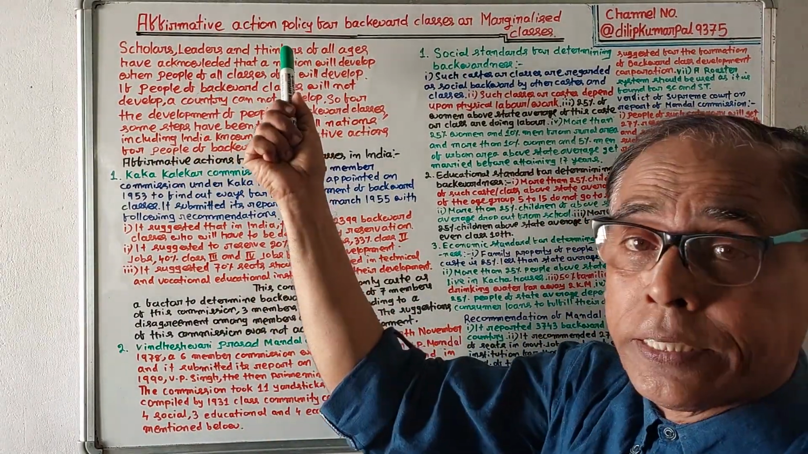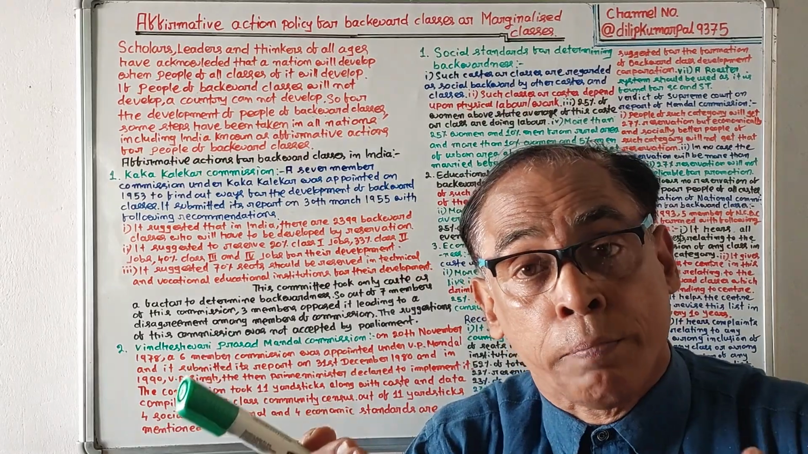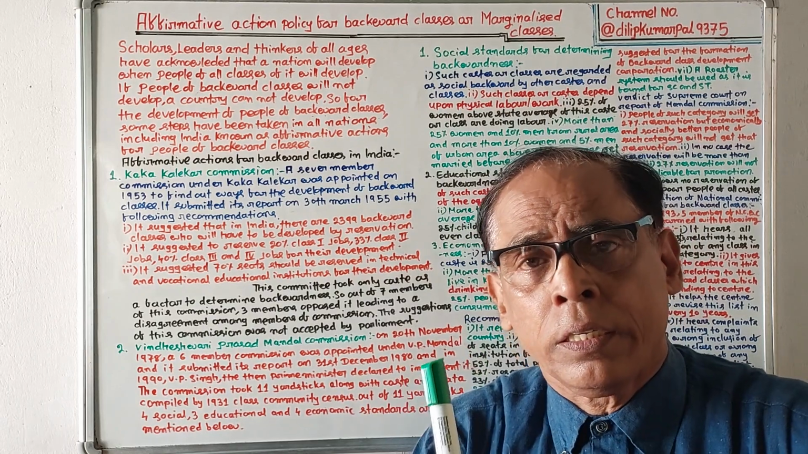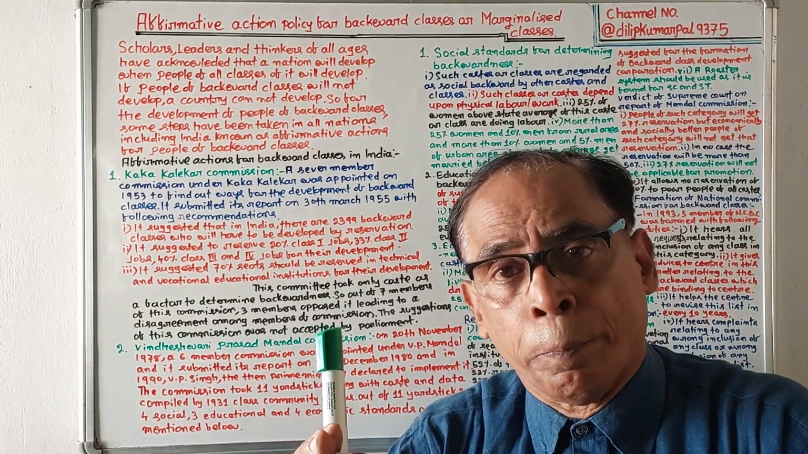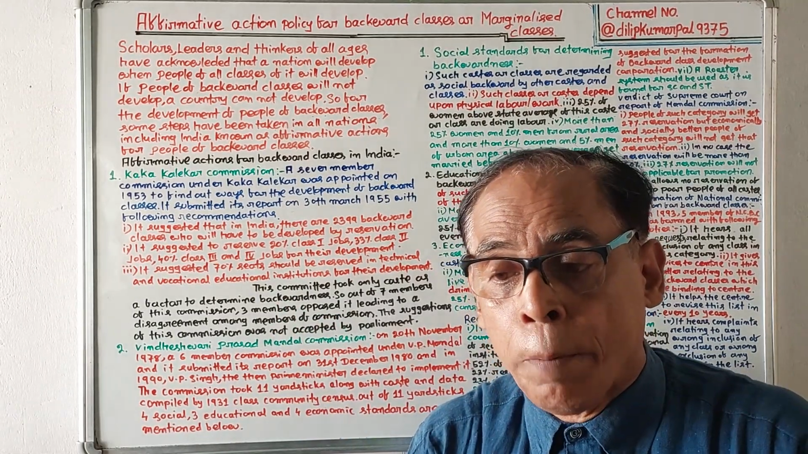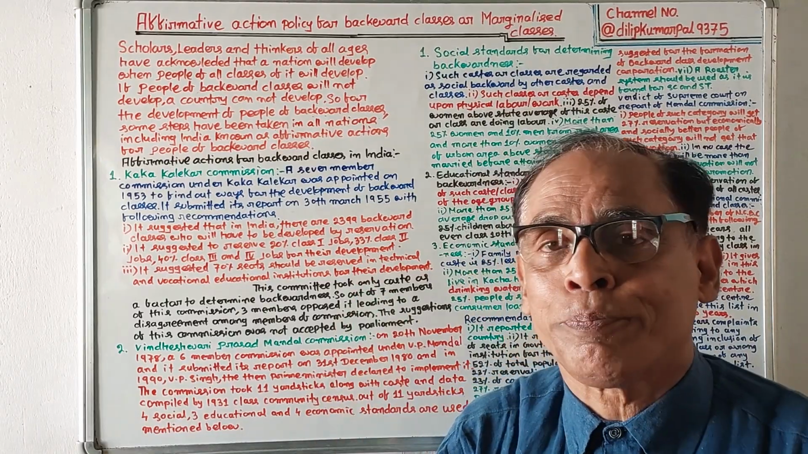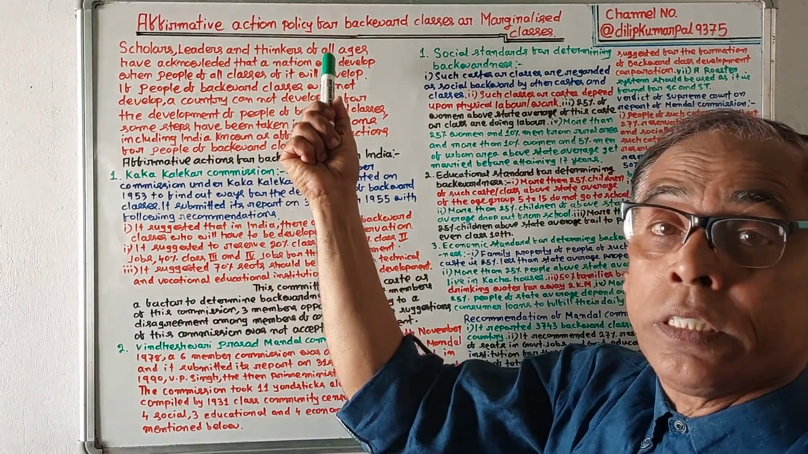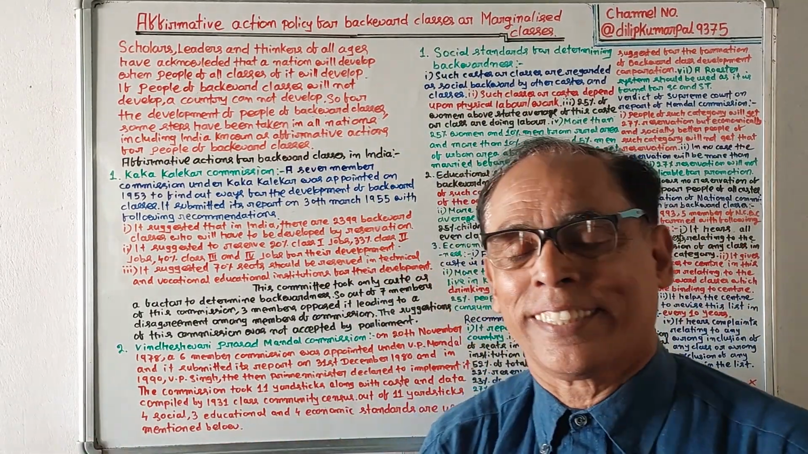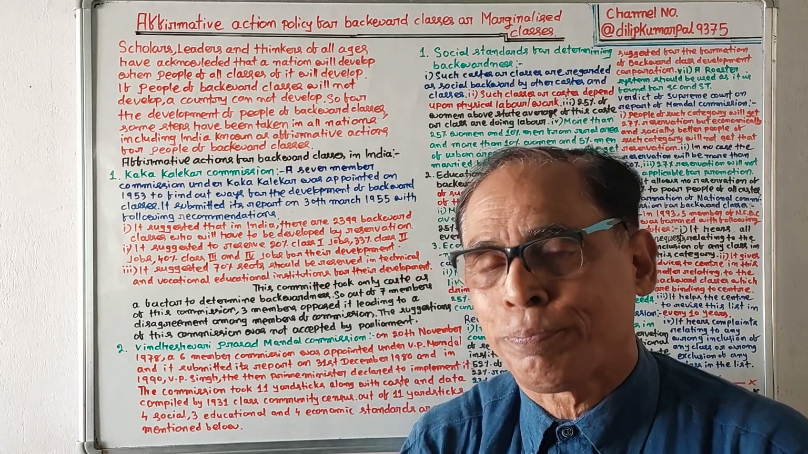Affirmative Action Policy for Backward Classes or Marginalized Classes, which is found in +3 second semester Political Science Honours Paper 4, and the name of the paper is Political Process in India. So today's topic is Affirmative Action Policy for Backward Classes or Marginalized Classes. It is found in +3 second semester paper number 4.